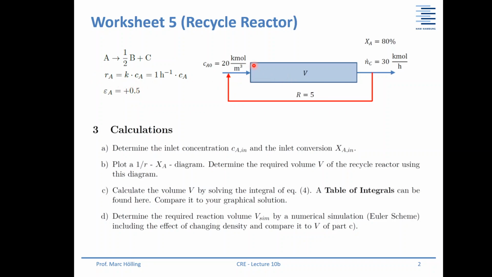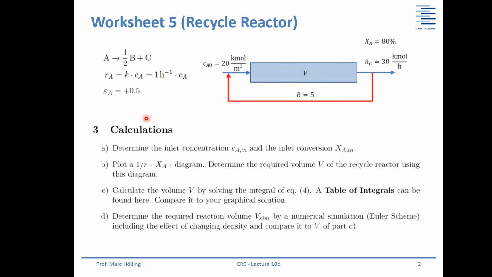And now we are looking at a recycle reactor. This means that a part of your volume flow from the outlet of your reactor is recycled back to the inlet of the reactor. And what was given: we have a starting concentration of 20 kilomoles per cubic meter, and we want to achieve a conversion of 80%, and we want to produce a mole flow of component C of 30 kilomoles per hour. And since you know this already, the inlet concentration for C and B is 0.